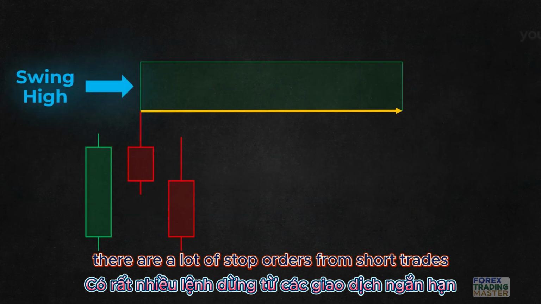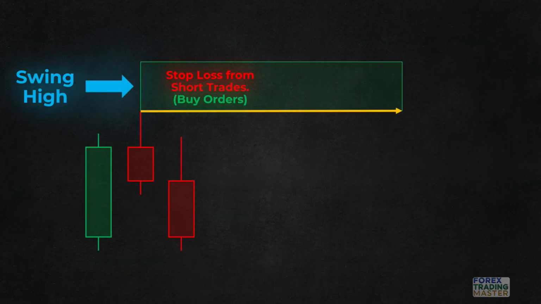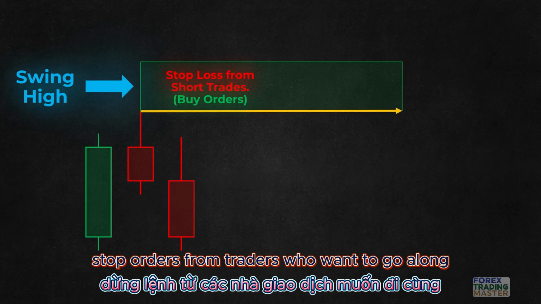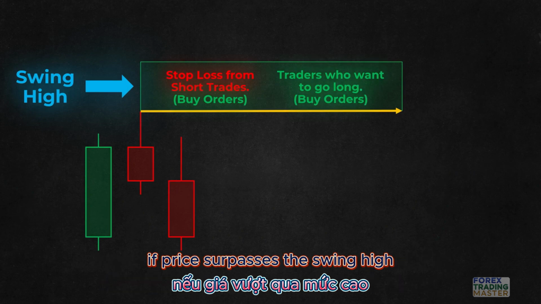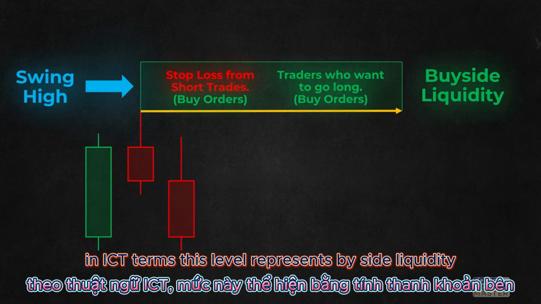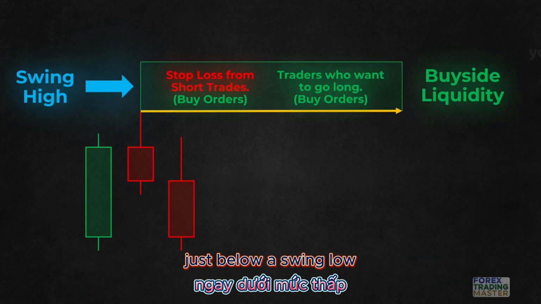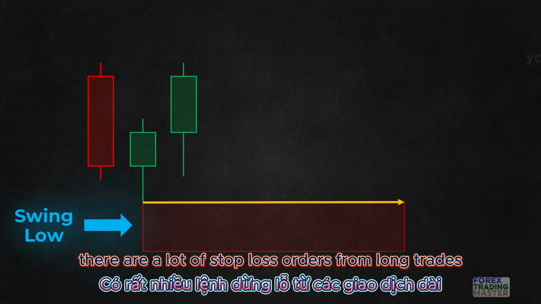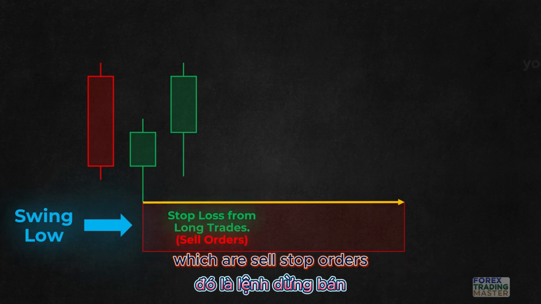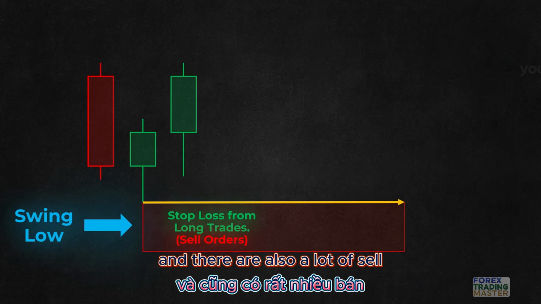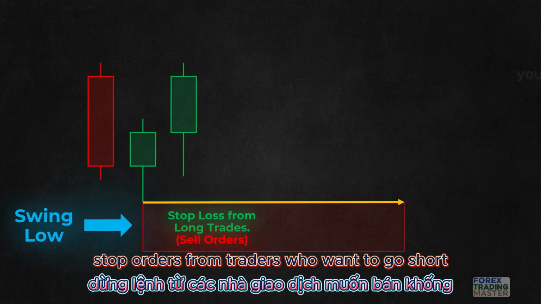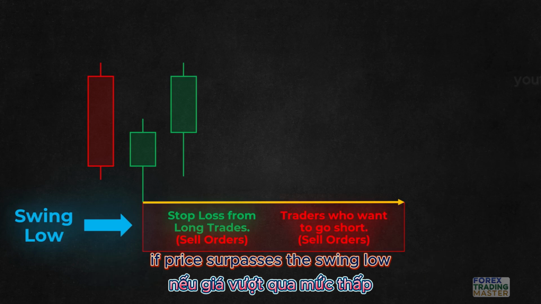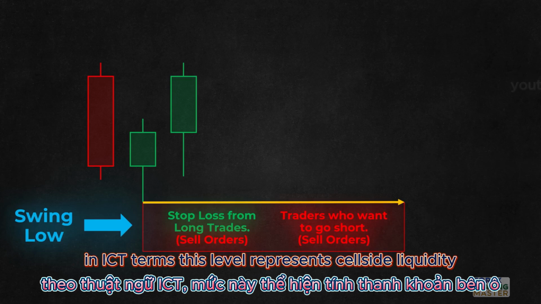Just above a swing high, there are a lot of stop orders from short trades, which are buy stop orders. And there are also a lot of buy orders from traders who want to go long if price surpasses the swing high. In ICT terms, this level represents buy-side liquidity. Just below a swing low, there are a lot of stop loss orders from long trades, which are sell stop orders. And there are also a lot of stop orders from traders who want to go short if price surpasses the swing low. In ICT terms, this level represents sell-side liquidity.